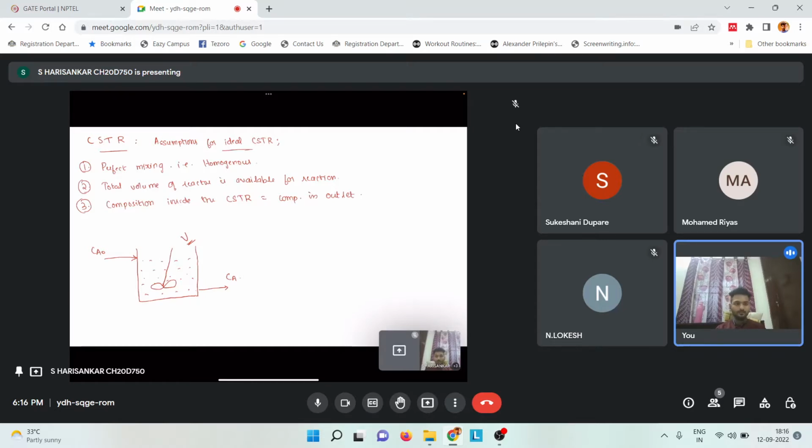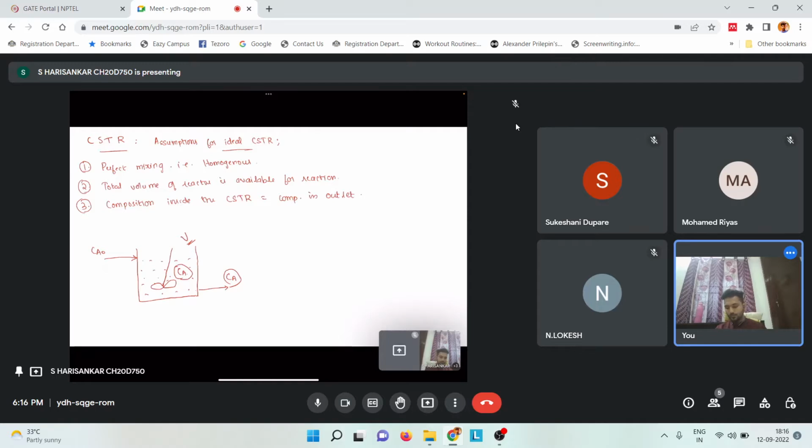These are the assumptions again for ideal CSTR. Note the term ideal CSTR. And then the third assumption is that the composition inside the CSTR is equal to the composition in the outlet. So the outlet composition is given as Ca. At any point inside the CSTR, the composition is again Ca. So this is the third assumption.